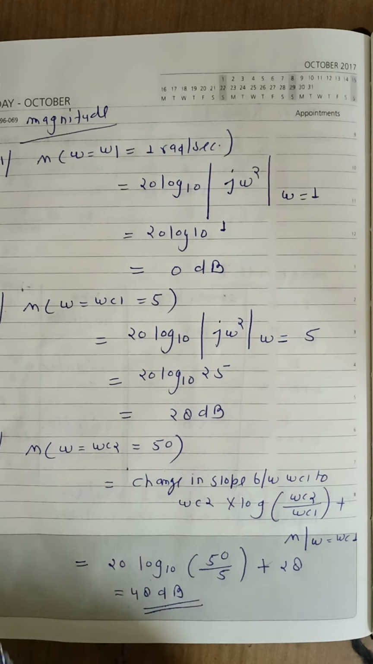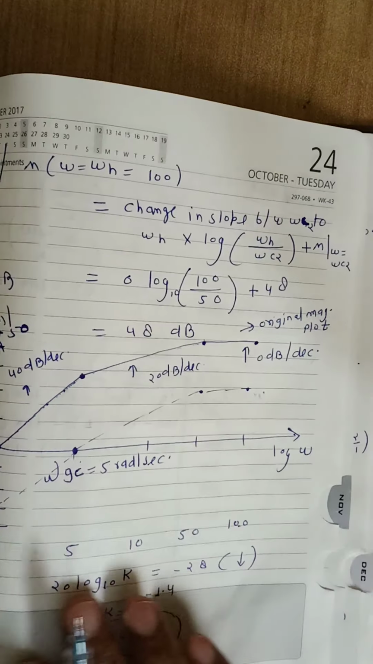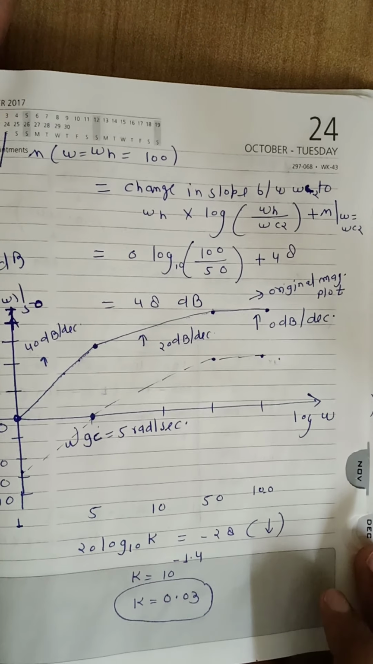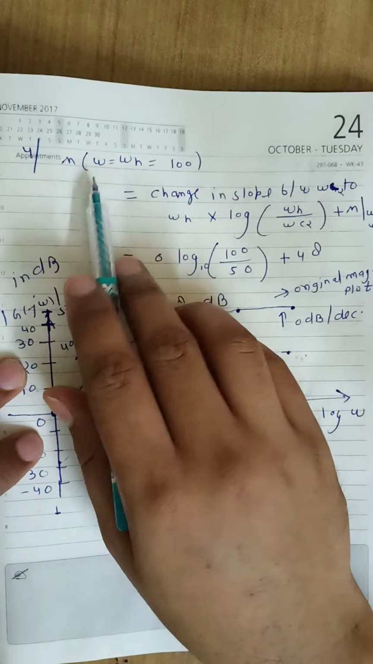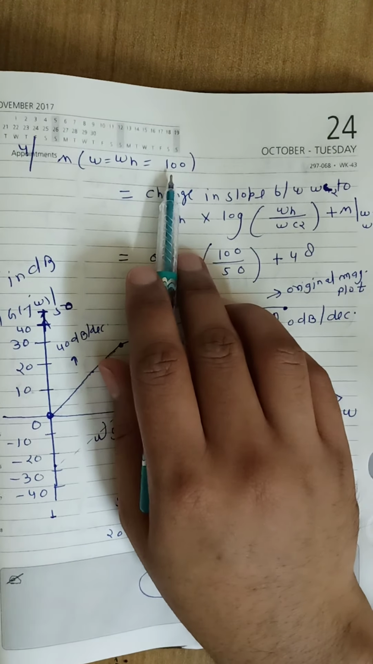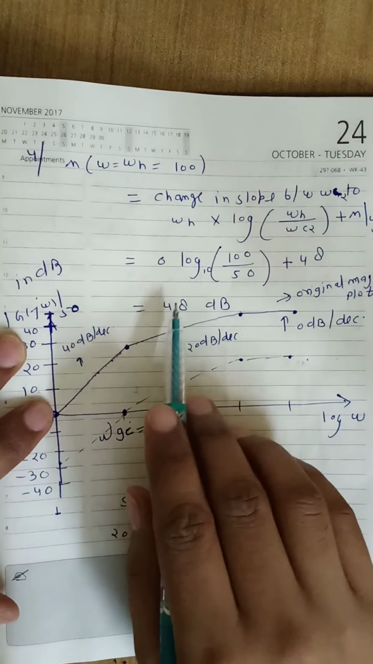Now let us see magnitude at highest frequency. We can calculate magnitude at highest frequency with the help of previous formula. That means change in slope between omega c2 to omega h into log of omega h to omega c2 plus magnitude at previous frequency. And from magnitude table we already calculated change in slope between omega c2 to omega h. We have 0 dB per decade. So we have magnitude at 100 radian per second. It is 48 dB.